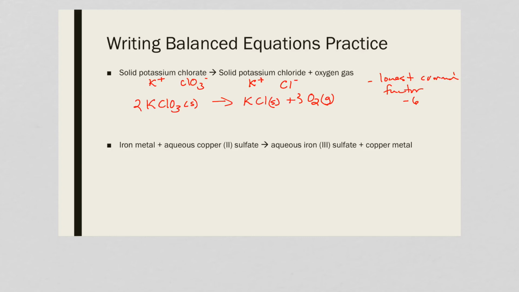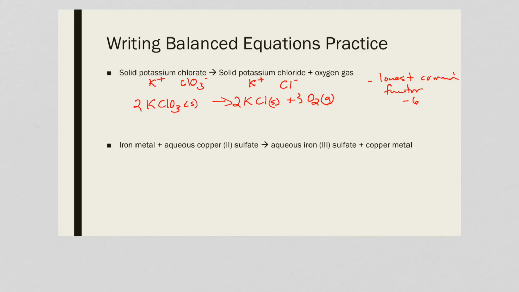Now, since I changed this, that also affected my potassium and my chlorine. So now I have 2 potassiums. So I got potassium here, so I'm going to put a 2 here. Gives me 2 potassiums. I also have 2 chlorines. Well, the 2 also changes the chlorine.